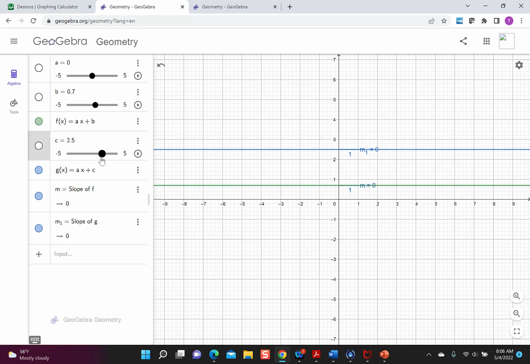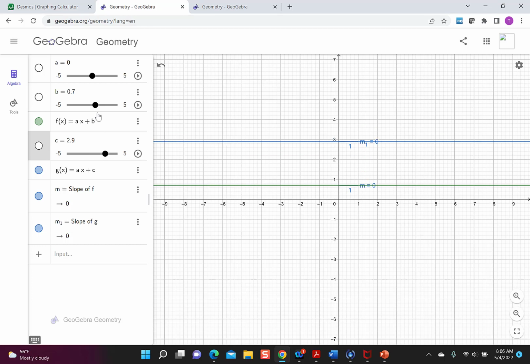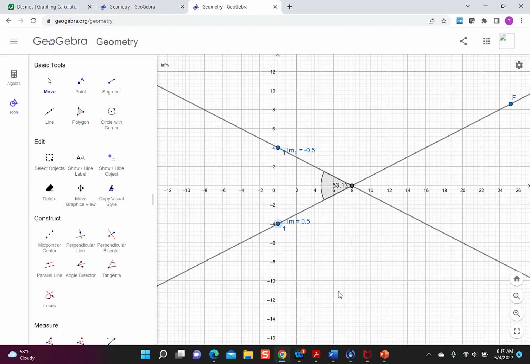But what we see is that idea of how does it grow? How does the y change? How does the x change? It stays the same because their slopes are equal. So if lines are not parallel, they're going to cross. And what we want to talk about is when do they cross at 90-degree angles.